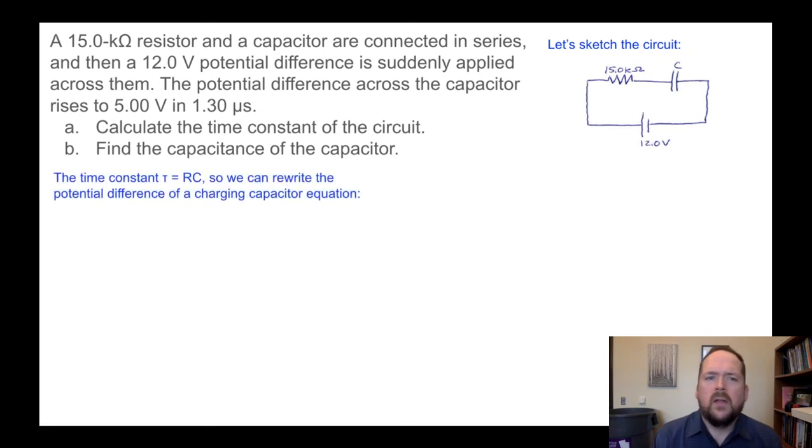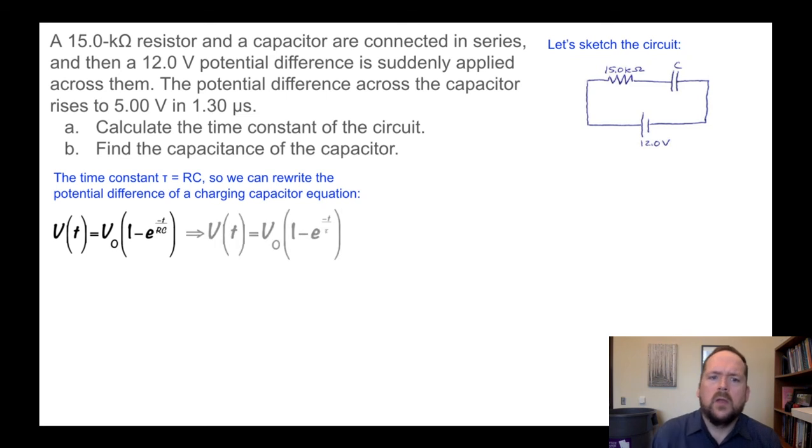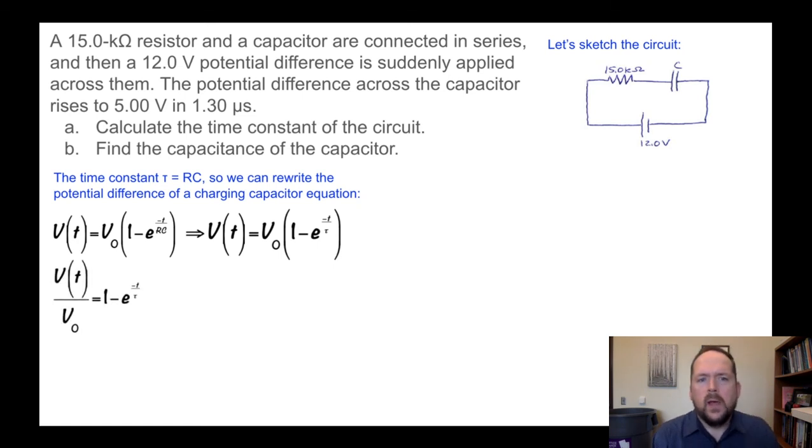Well, in order to find that time constant, recall that time constant tau is the product of the resistance and the capacitance. We can rewrite this potential difference equation for a charging capacitor. So the potential difference at any time is equal to the maximum potential that it'll achieve, that of the battery, times 1 minus e to the minus t over RC. Well, from there, I'm just going to replace RC with tau, since tau is what I'm looking for in this solution. And then I'm going to divide both sides by V naught.